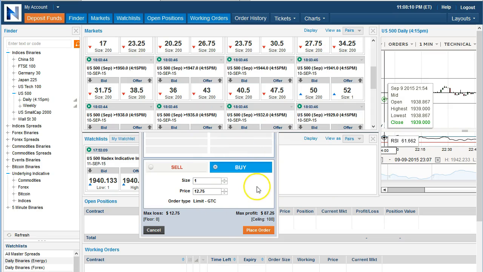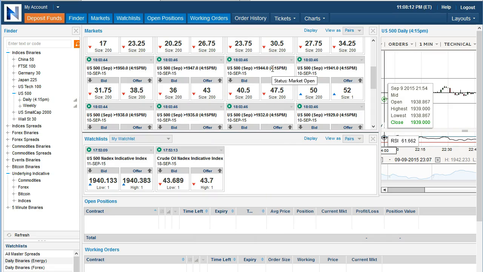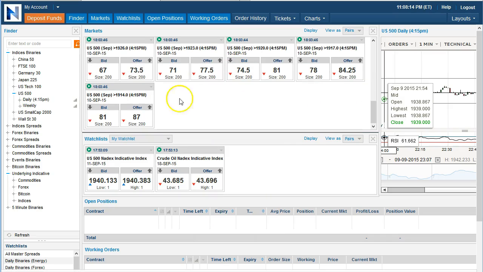So look, sometimes these are great trades for long shots. Hey, if you think the market's going to tank again tomorrow, you could then bet on the bid.